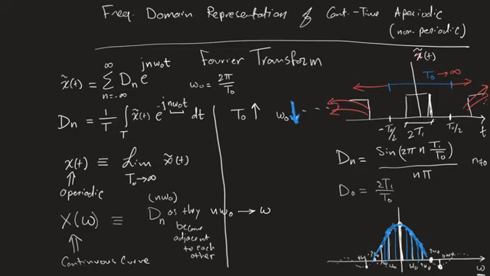So this is why I left this without writing it until I explained where it comes from. Now my frequency domain representation becomes a continuous curve, and as a continuous curve, it's simply a function of the continuous frequency, or radian frequency, omega.